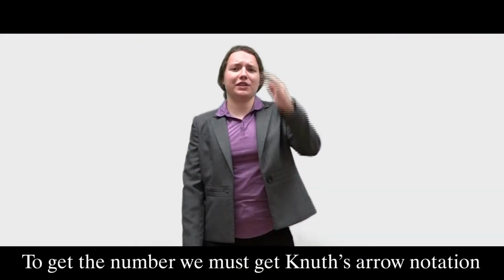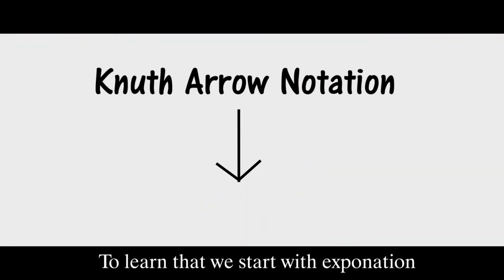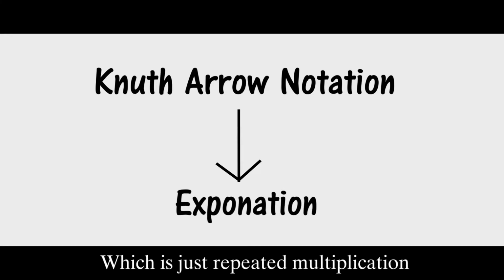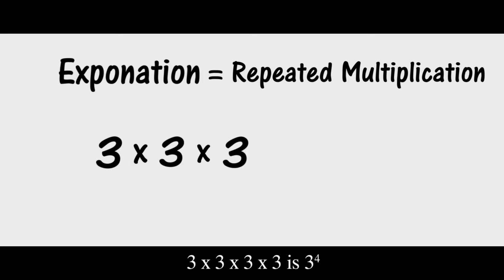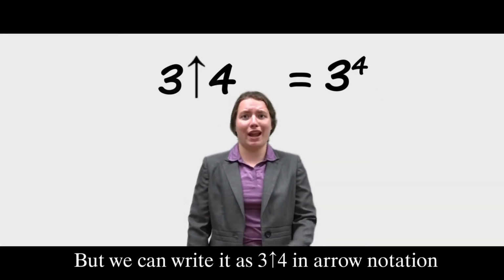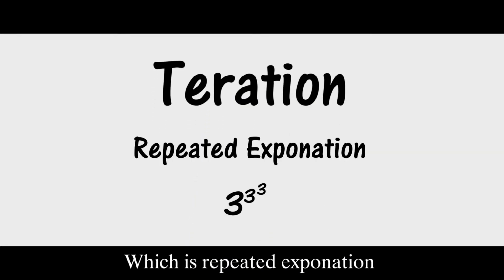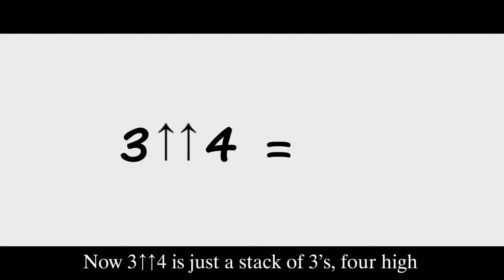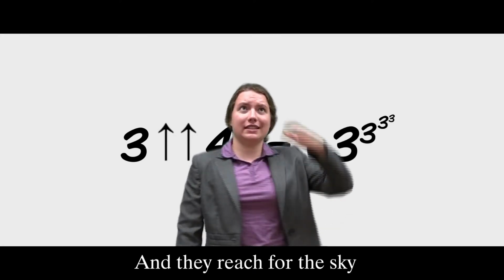Oh! To get this number, we must learn Knuth's arrow notation. To learn that we start with exponentiation, which is just repeated multiplication. 3 times 3 times 3 times 3 is 3 to the 4, but we can write it as 3 arrow 4 in arrow notation. The next step is iteration, which is repeated exponentiation. Now 3 double arrow 4 is just a stack of 3's 4 high. We call them power towers and they reach for the sky.